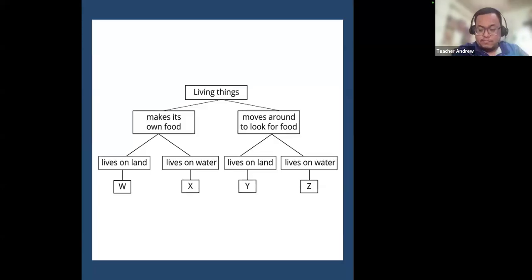For example, like this. I want to know about living things. In my criteria, I want to know which living things make their own food, and which living things move around to look for food. With that, I look at the pictures and I realize that some pictures are on land, some pictures are on water. So I give a grouping W, X, Y, and Z as animals. So the group titles will be live on land, live on water, live on land and water. But they are different between both of them. One makes its own food. One moves around to look for food.